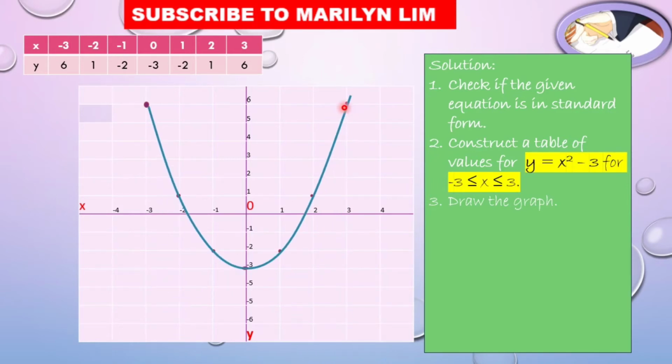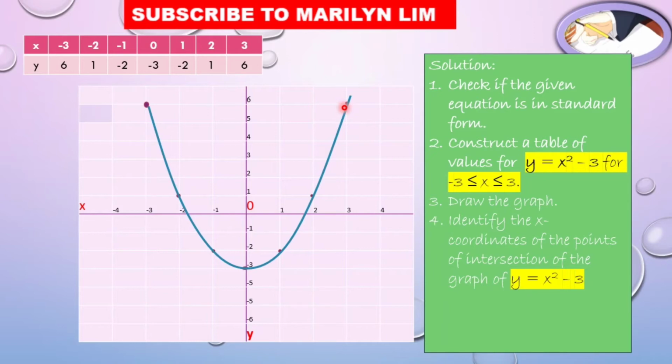Okay? Then, connect the dots. So that's it. You just connect the dots. Next, identify the x-coordinates of the points of intersection of the graph of y is equal to x squared minus 3. So where could its solutions be? So x are approximately 1.73 and negative 1.73. That is what you should look at: where our graph intersects the x-axis. Look at where it passes through or touches the x-axis. That will be the solution or the roots.